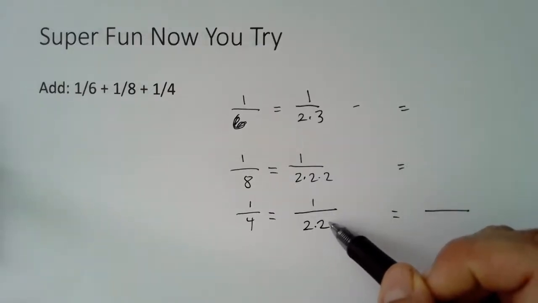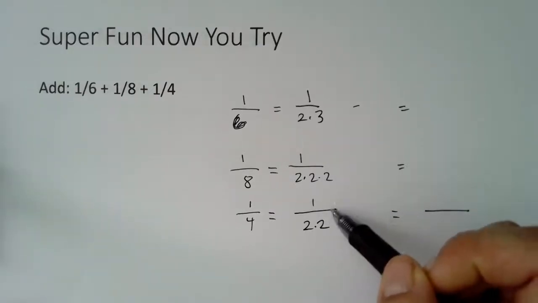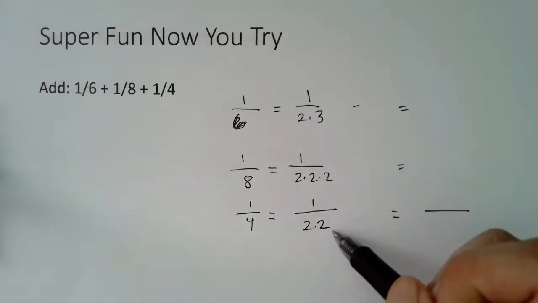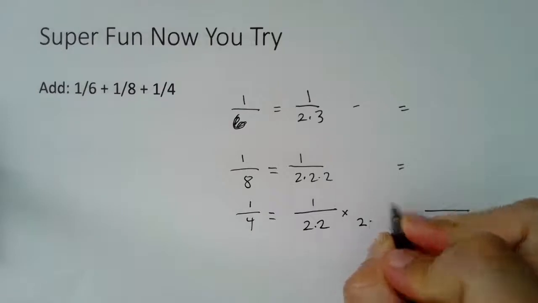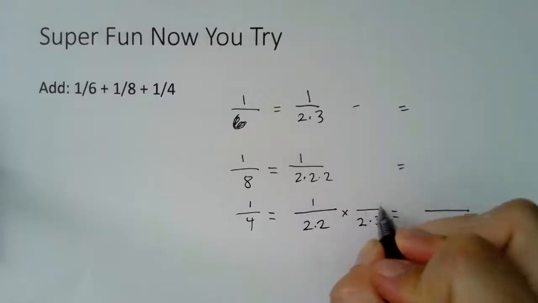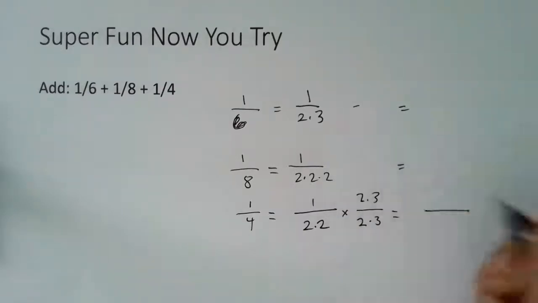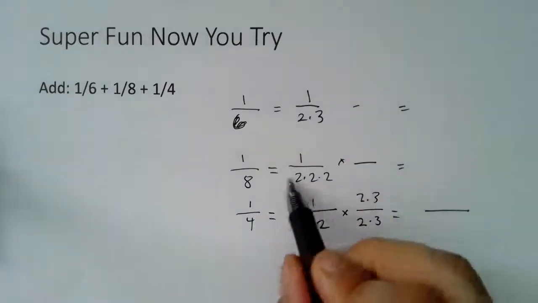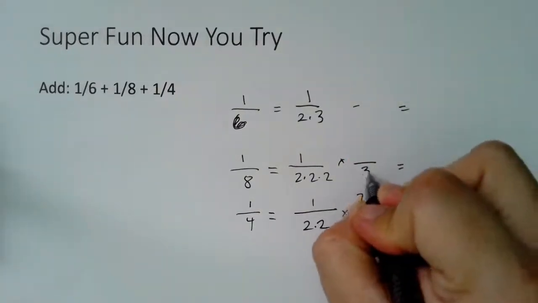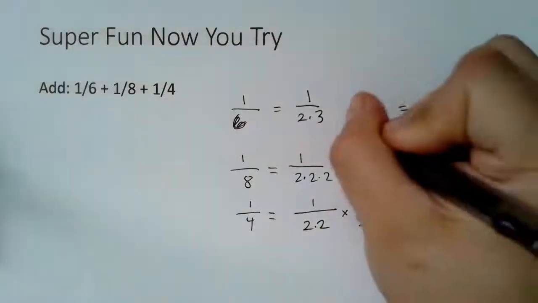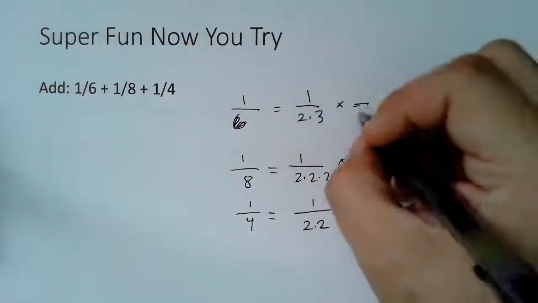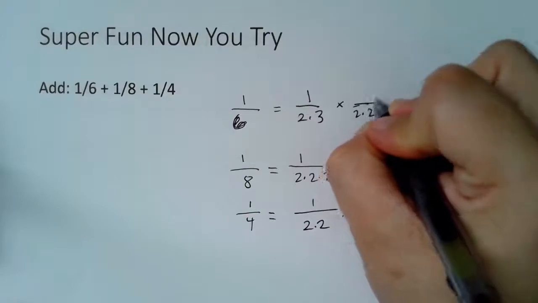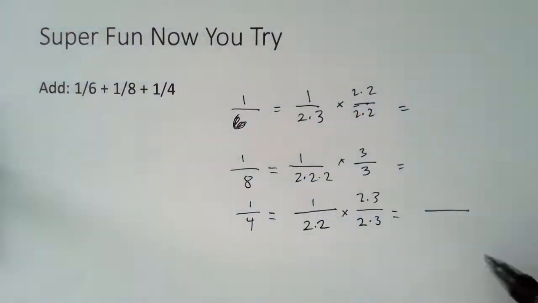So in this case, the highest number of 2's is 3. So I'm going to need another 2 and 1 3, top and bottom. Okay? Now on this one, I have the 3 2's, but I need a 3, so I'm going to multiply top and bottom by 3. And then this one, I have the 3's and I have one of the 2's, but I need 2 of them, 2 2's. So I'm going to do that.